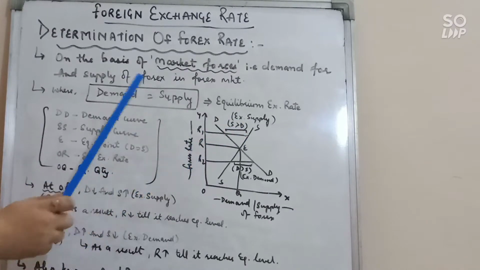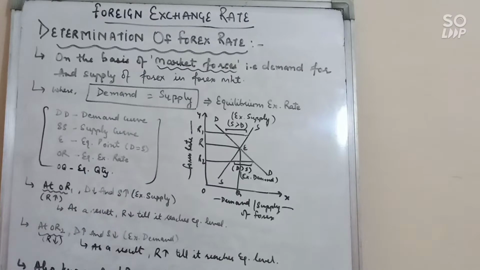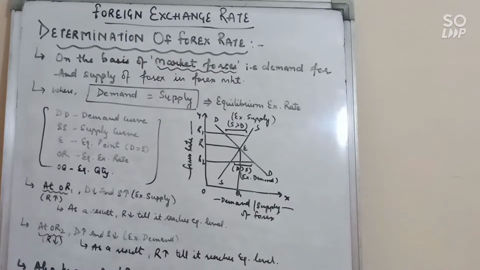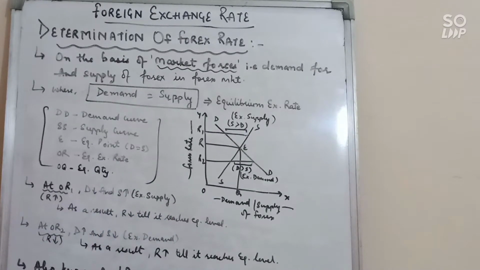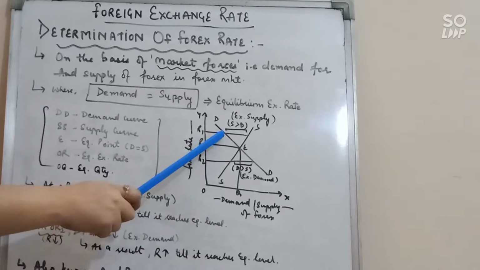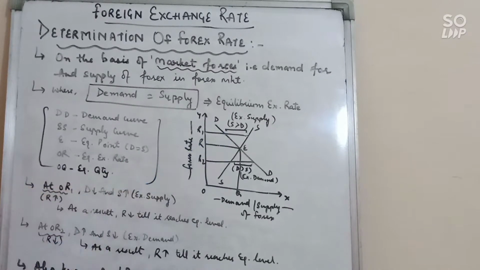Clear? As a result, because demand decreases, to increase the demand we will decrease the rate, and it will decrease till it reaches the equilibrium level where demand is equal to supply. So the rate automatically comes down.